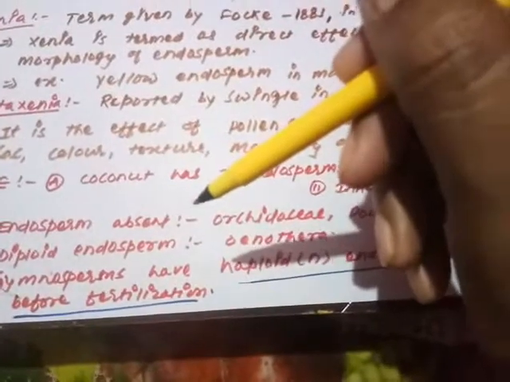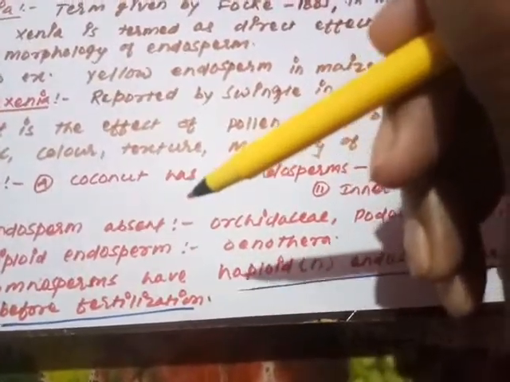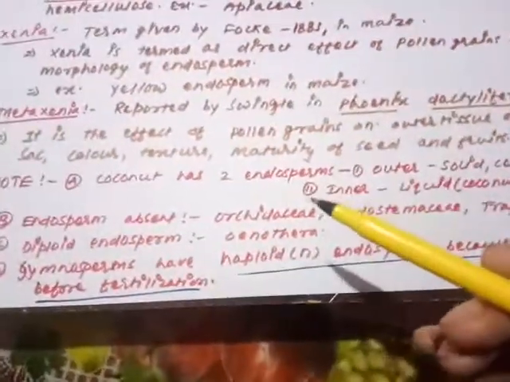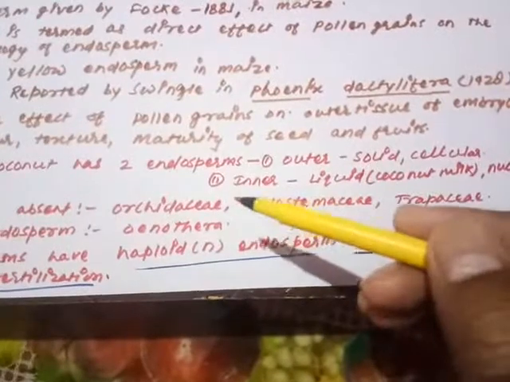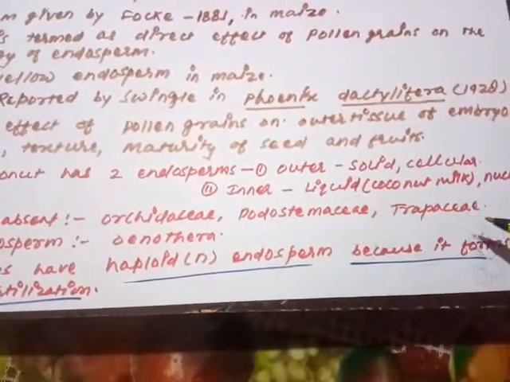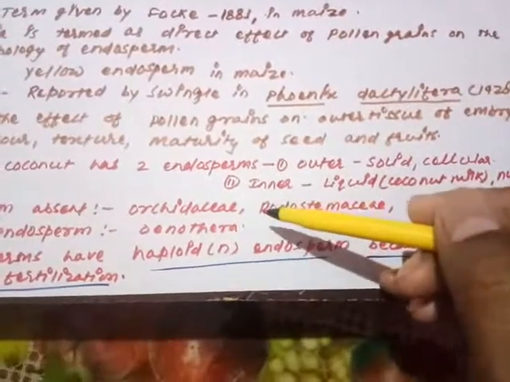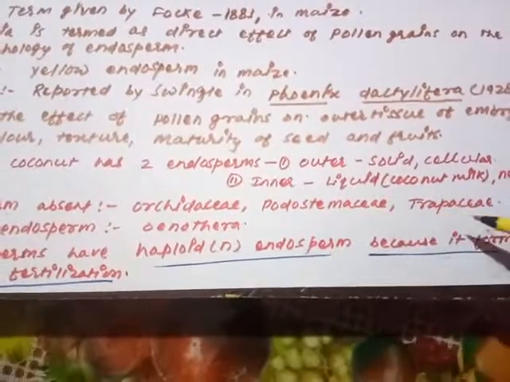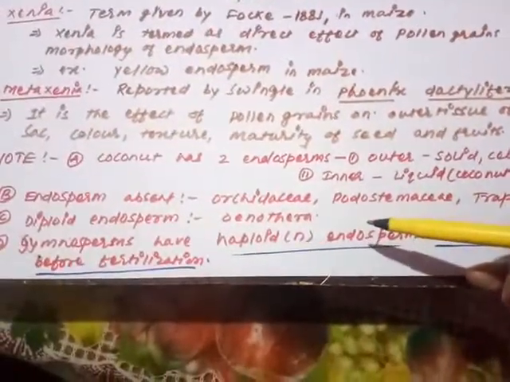Second important thing, the endosperm is found to be absent in some plants. In those cases, they are directly able to absorb nutrients from the peripheral tissues. Where is the endosperm absent? In the families Orchidaceae, Podostemaceae and Trapaceae. In these three families, the endosperm is found to be absent.